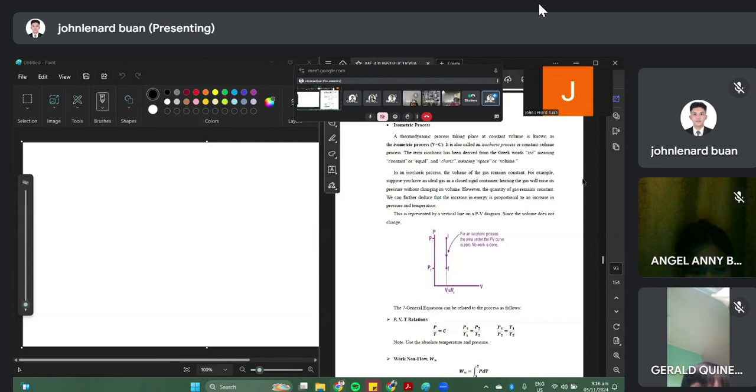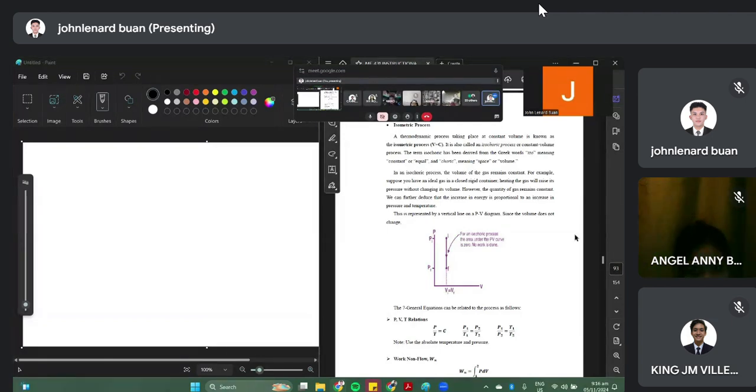So the term isochoric has been derived from the Greek words iso, meaning constant or equal, and choric, meaning space or volume. So together, they mean constant volume, or equal space, or equal volume.